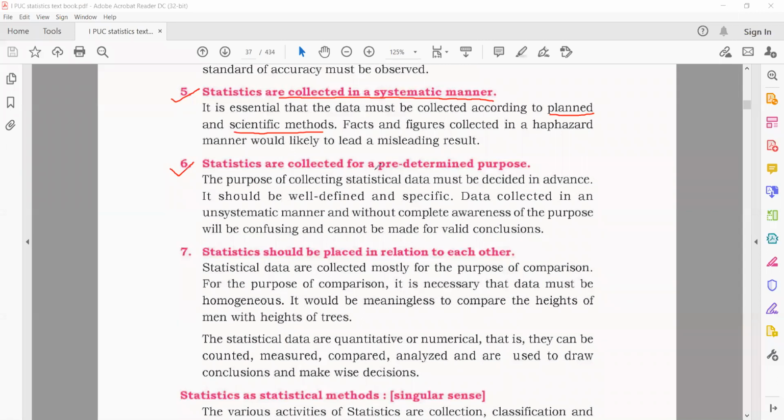Now coming to the data we are collecting. We have a particular purpose, and in order to satisfy that particular purpose or objective, we will be collecting the data.